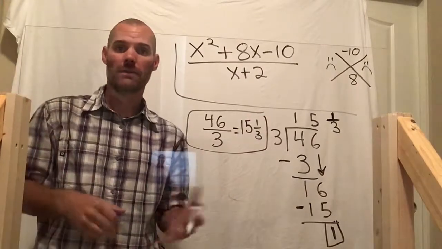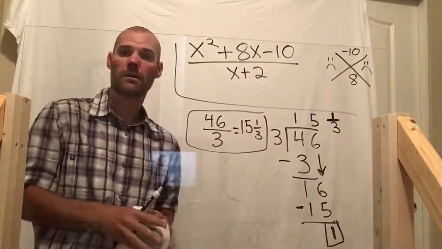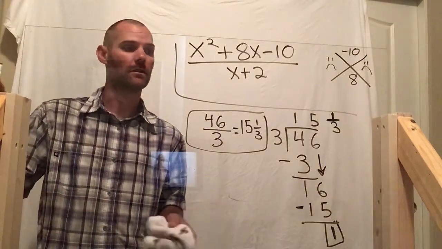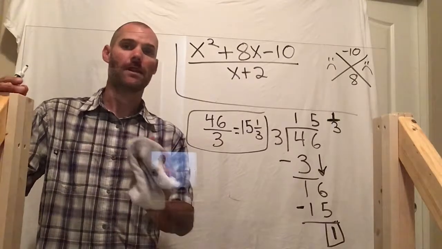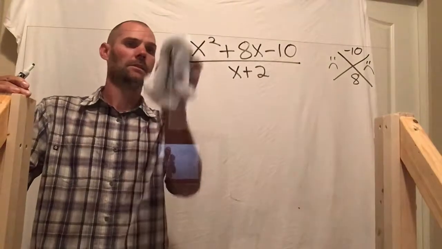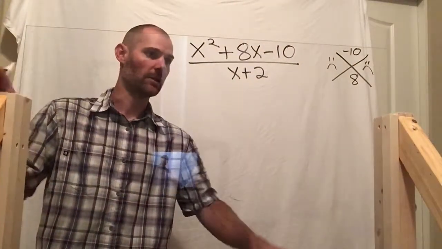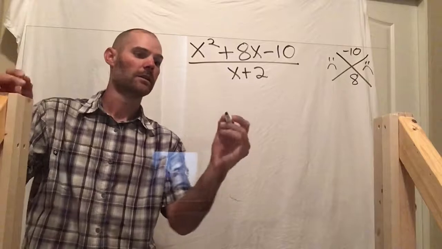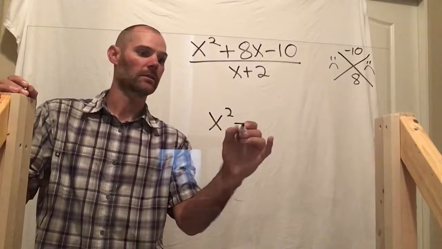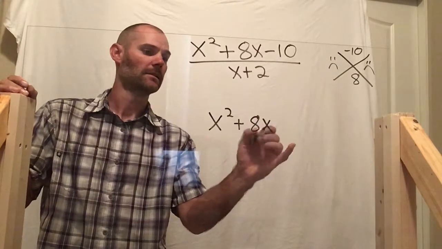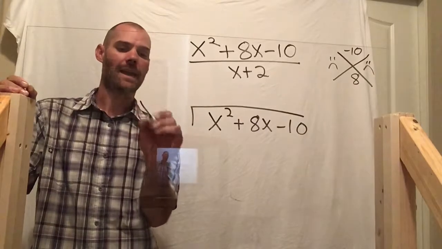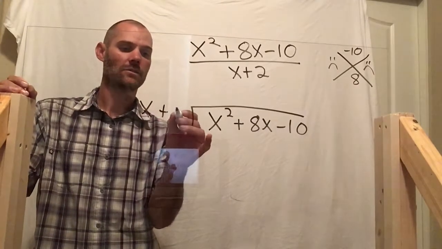So that's a review of long division, something we learned a while ago but may not have used for a little while. I'm going to apply that same idea to this problem. We want to do some division here. My other methods didn't work, so let's set up long division. We've got an x squared, an 8x, and a minus 10. Let's divide by x plus 2.